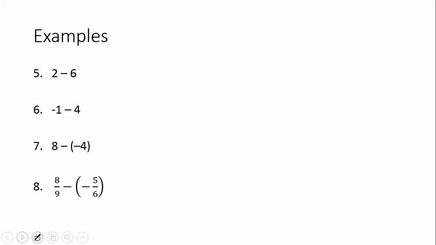So some examples with subtraction. 2 minus 6 is the same as 2 plus -6. We have two numbers that have opposite signs, so we want to subtract the numbers. 6 minus 2 is 4, and our answer takes the sign of the larger number, which is 6, so we get -4.